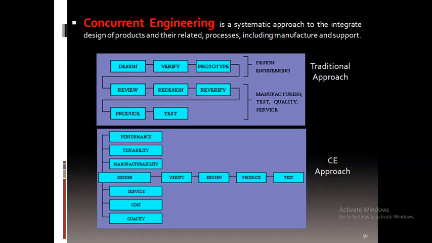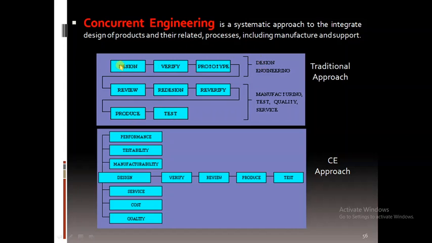In this we can divide it in two ways. First is the traditional approach, second is concurrent engineering. So let us see the traditional approach. In the traditional way, what was happening in the industry? Initially, the designing of the product. After that, the verification or analysis is performed. Based on that, the prototype is made, and after prototyping, the review is made, that means whether it is acceptable or not. And if something is wrong, it is redesigned and re-verified, and when it is okay, it is produced and tested.